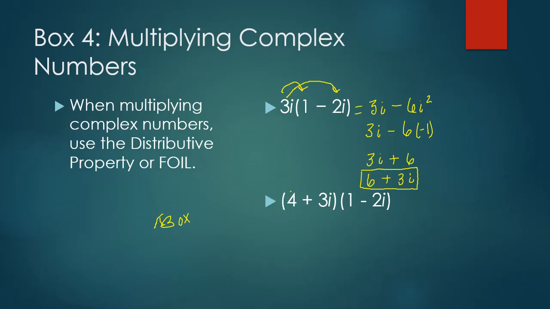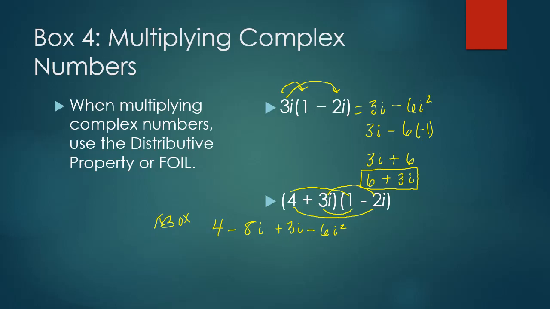So FOIL says I'm going to take the first two terms and multiply them. So 4 times 1 is 4. Then I'm going to take my outside terms and multiply them. 4 times negative 2i is negative 8i. I tells me I'm going to take my inside terms and multiply them. 3i times 1 is 3i. And then L says I'm going to take my last two terms and multiply them. So 3i times negative 2i is negative 6i squared.